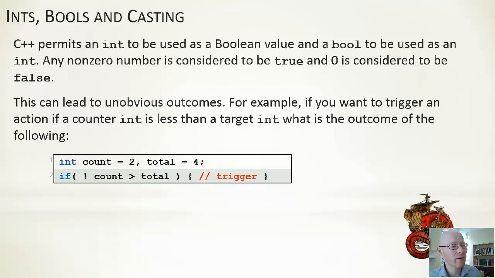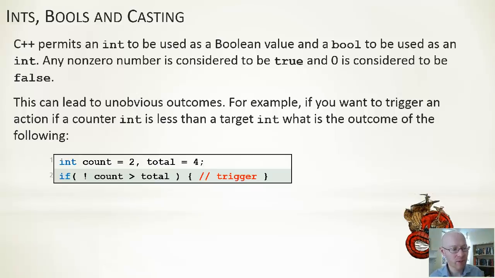Now I want to trigger an action if counter, which is an int, is less than some other int, or target. So in this case, we've got count 2, we've got total 4, and if my count is less than my total, then I want to do something.